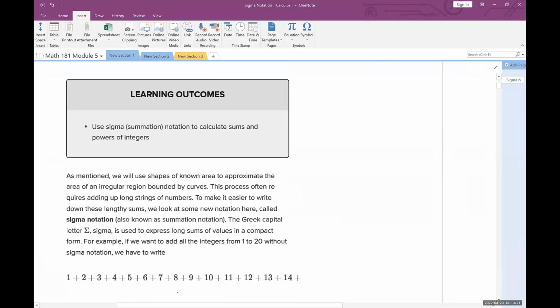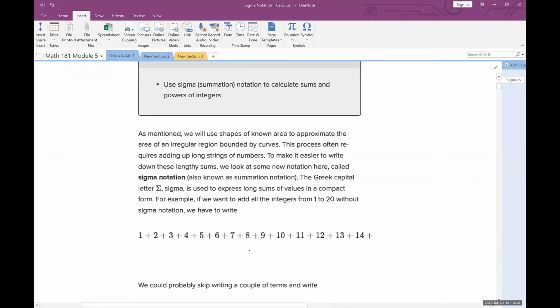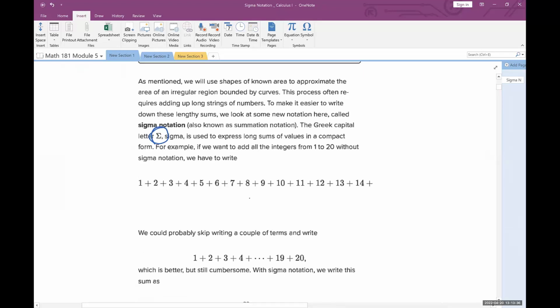Okay, so sigma notation is this. It's a Greek letter. This is capital sigma here. And it's what we use for summation. These are adding a bunch of things up. So in this case right here, we have 1 plus 2 plus 3 plus 4 plus 5 and so on.